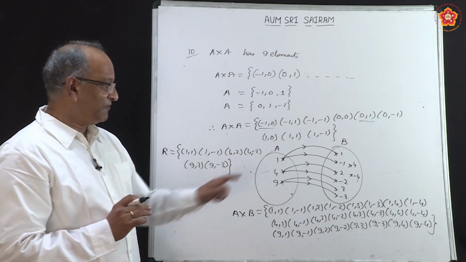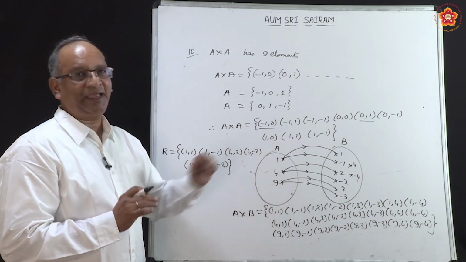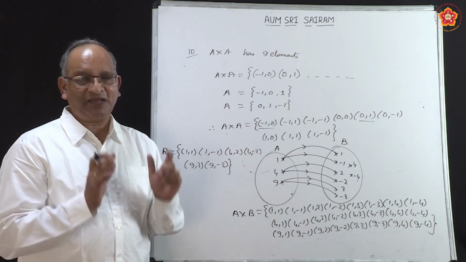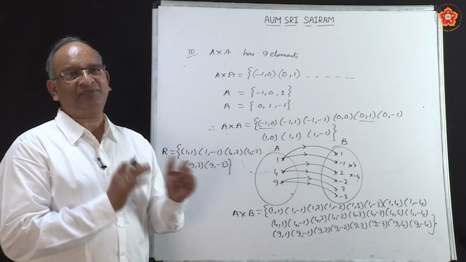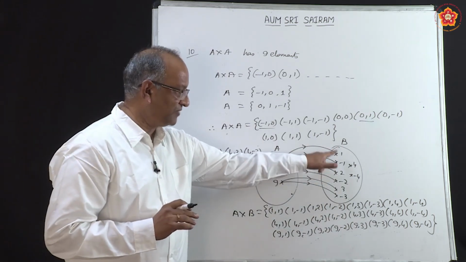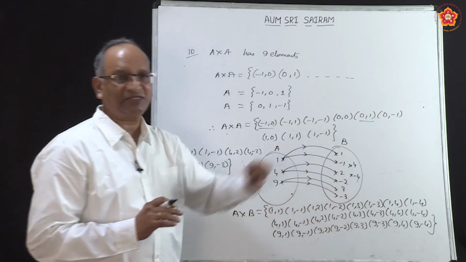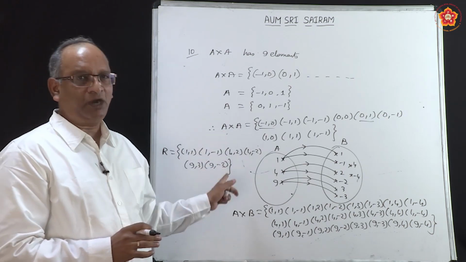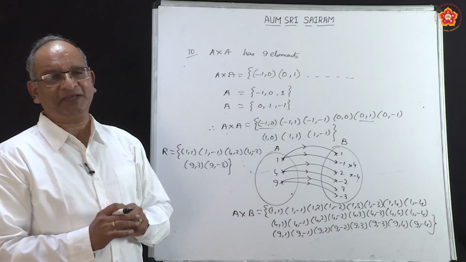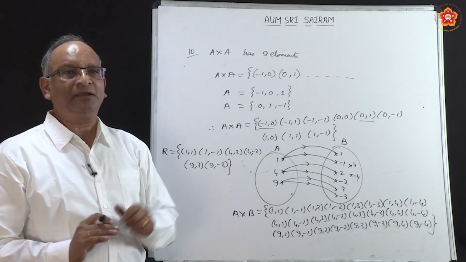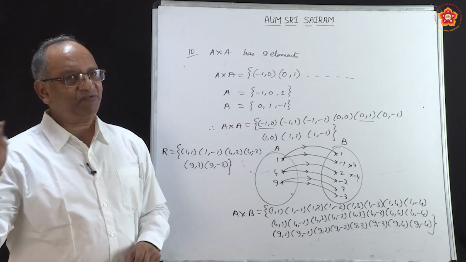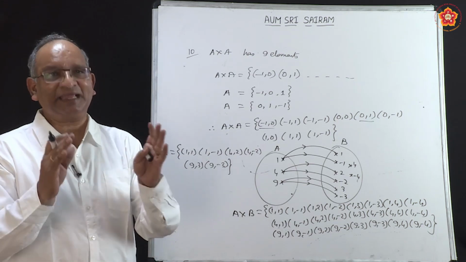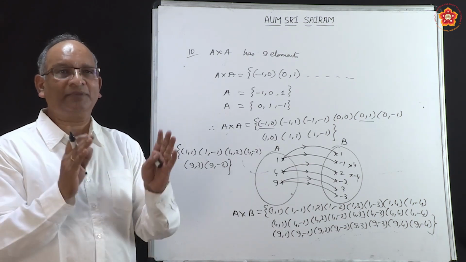What are the things? The first set of elements, set A, is called the domain of the relation, and the second set of elements, that is 1, minus 1, 2, minus 2, 3, minus 3, 4, minus 4, together they are called the codomain. Set A is called the domain, set B is called the codomain. If the relation is from set X to set Y, set X will be called the domain and set Y will be called the codomain. And the elements in the codomain which are the images, together they form the range.